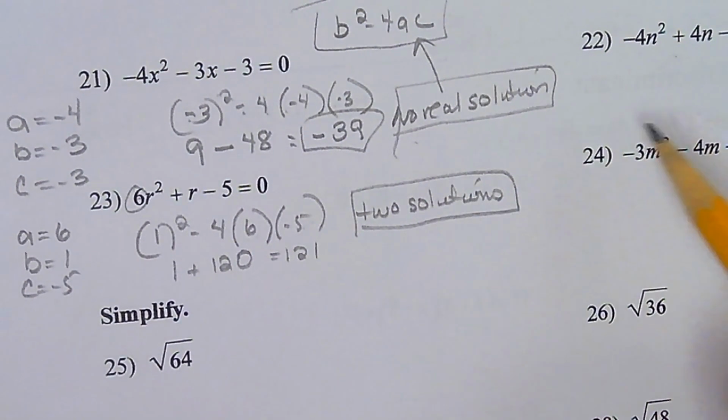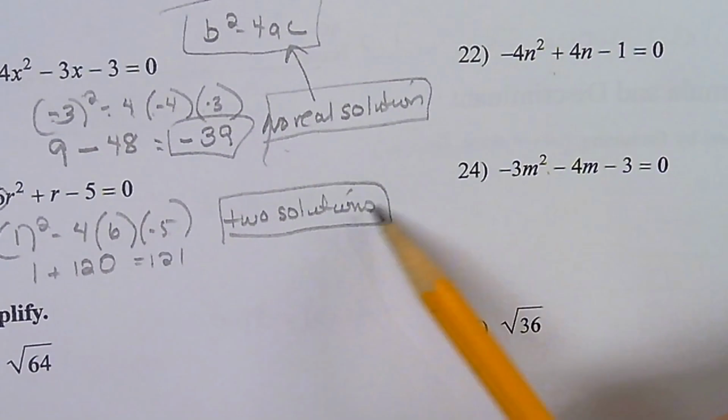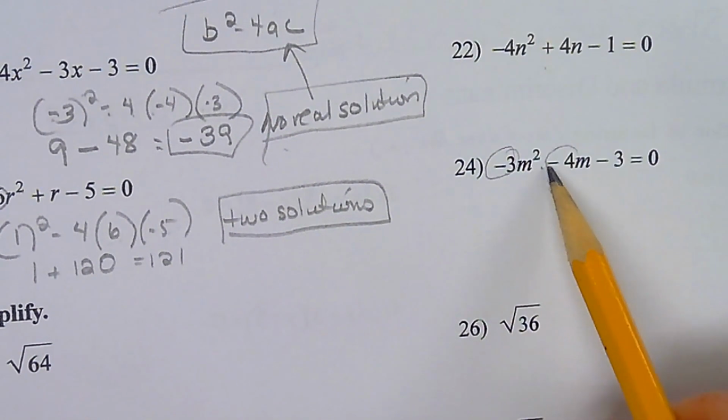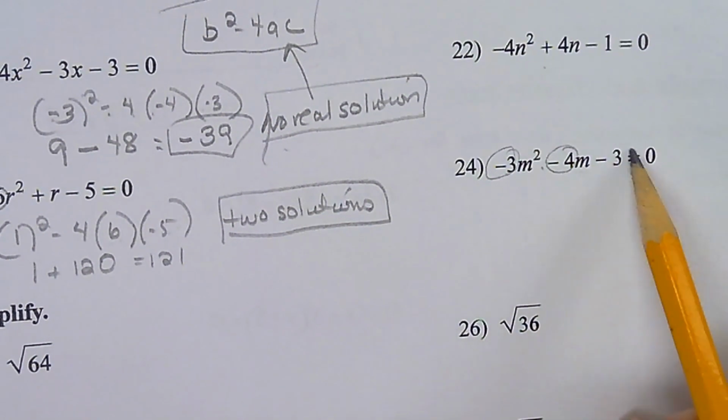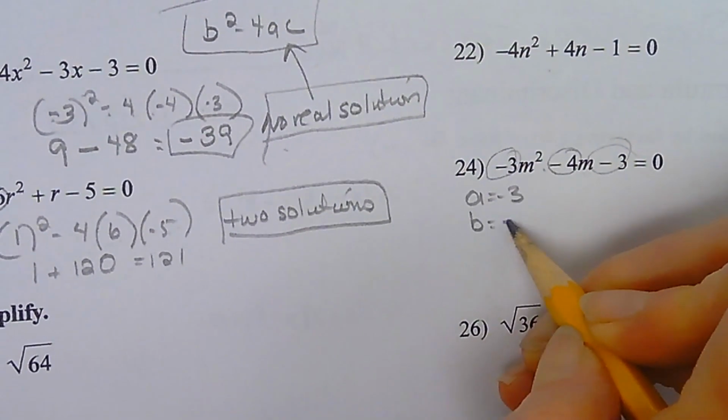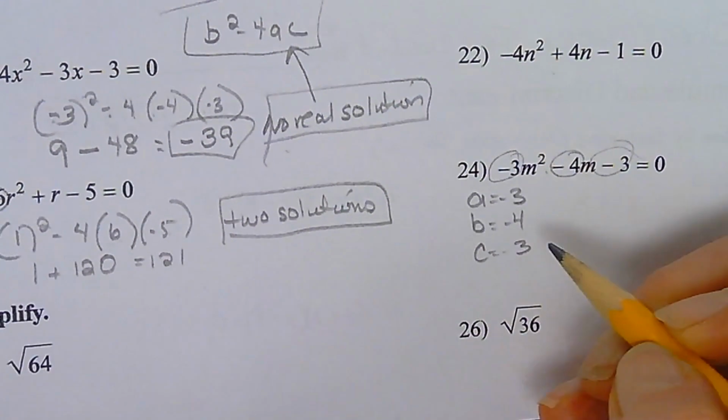And now try this one using your A, B, and C value. Just choose the A in front of the squared, B is in front of the linear, and -3. So I'll just write that. A is equal to -3, B is equal to -4, C is equal to -3.